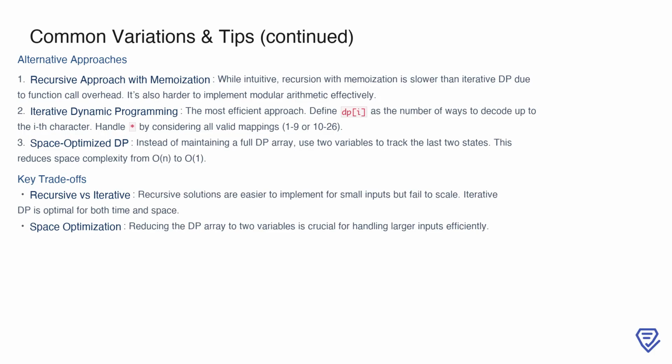Comparing recursive and iterative solutions highlights the trade-offs. Recursion is better for small inputs and understanding the problem, while iterative DP is necessary for scalability. Similarly, space-optimized DP trades memory efficiency for simplicity but is indispensable for handling larger strings. Being able to explain these trade-offs demonstrates a deep understanding of the problem and its solutions.